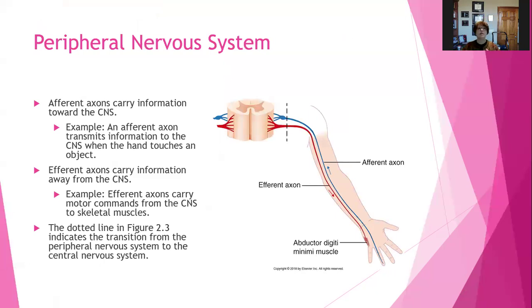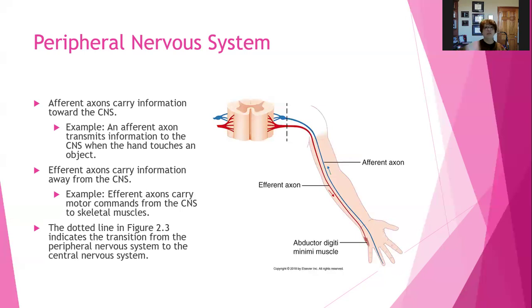So the peripheral nervous system, there are afferent axons that carry information towards the central nervous system, and efferent, which carry information away from the central nervous system. So the example of an afferent axon is the peripheral sensory neurons. When you touch something, it sends that peripheral information up to your brain to tell you you're touching something. The example of efferent axons are axons that carry motor commands from the central nervous system down to the skeletal muscles. So when we talked about the peripheral nerves in kinesiology, we're talking basically about bundles of efferent axons.